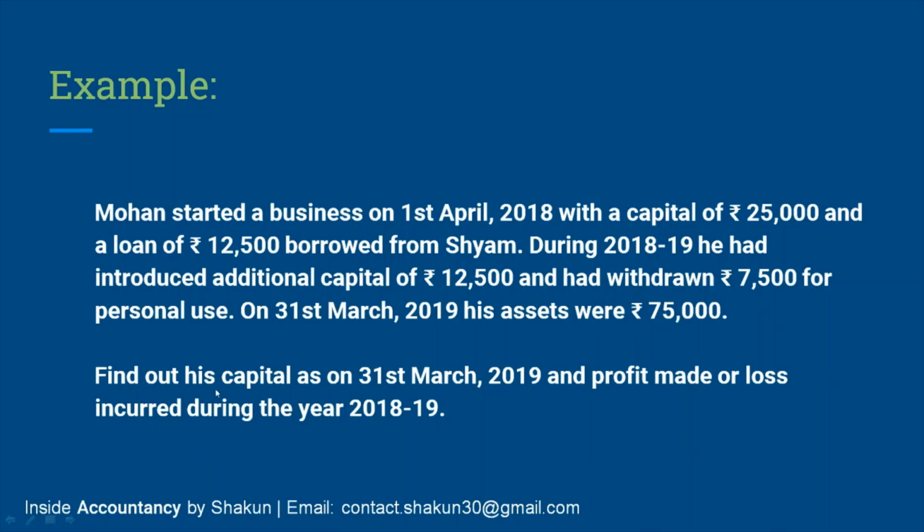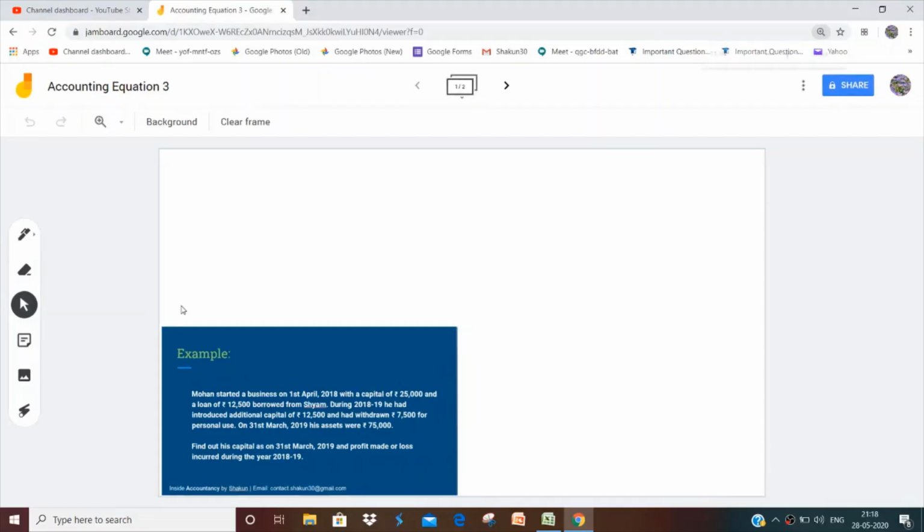You are required to find out his capital on 31st March 2019, that is his closing capital, and profit made or loss incurred during the year 2018. I will explain this by solving it step by step. Okay, let's solve the question now. So the question you can see here, I've just pasted it for you.